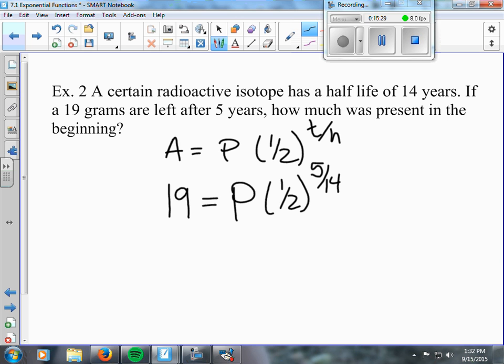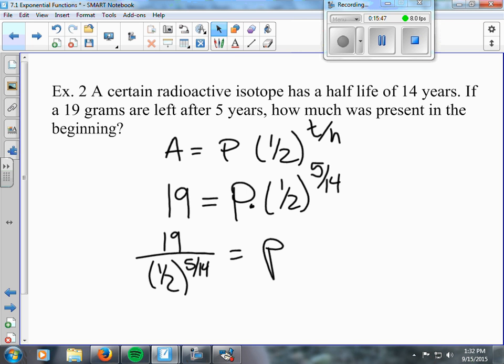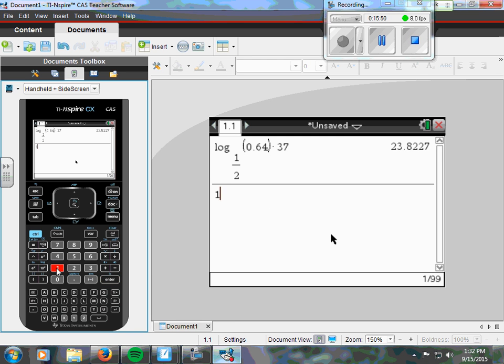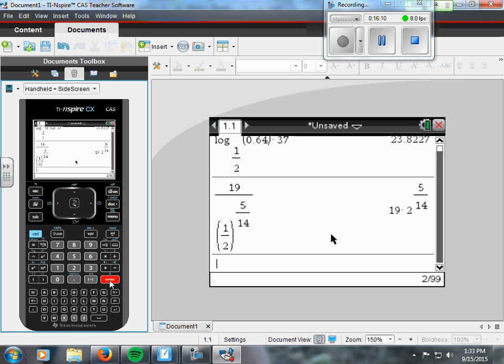All right, well, P is multiplied by this number, which you can calculate. And then I need to take 19 divided by that: 1/2 to the 5/14. And then that will be P. So I'm just dividing both sides by that number. So over here on my calculator, 19 divided by 1/2, let me put that in parentheses, to the exponent 5/14. Okay, and I'm going to hit Control Enter to get the decimal.